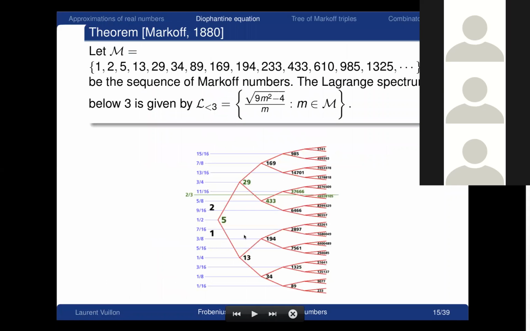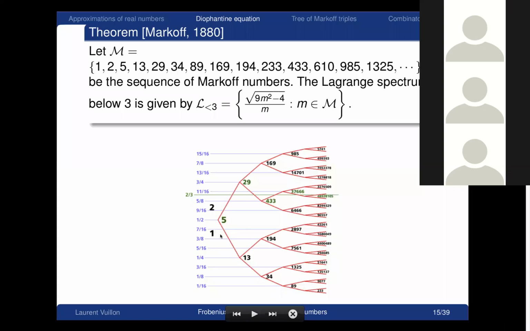Okay, let's go further. So these are the Markov numbers. It's the set 1, 2, 5, and so on, 13, 29, 34, and so on. And you can have all the values of your Lagrange spectrum by taking m among your Markov numbers, and you compute the square root of 9 m squared minus 4, divided by m. And this is exactly the value in the Lagrange spectrum.